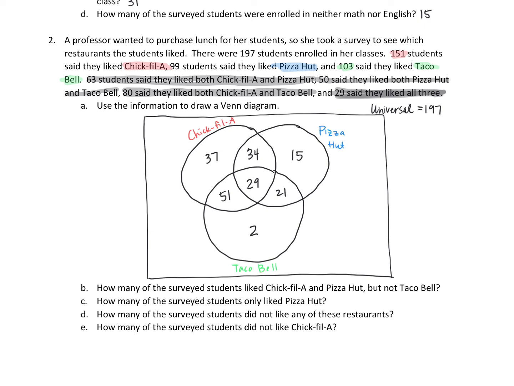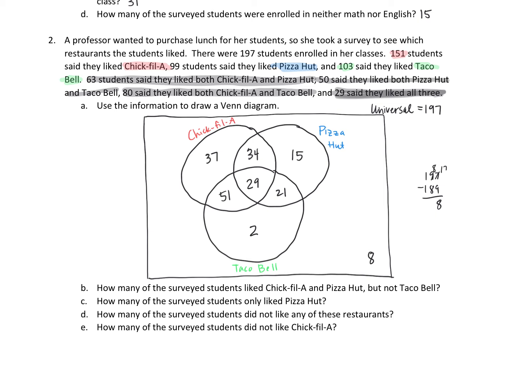When I added all of those numbers up, I got 189. The total should be 197. So 197 minus 189 gives you 8. So 8 is the number that's within this universe. So those are 8 students that like none of those options.